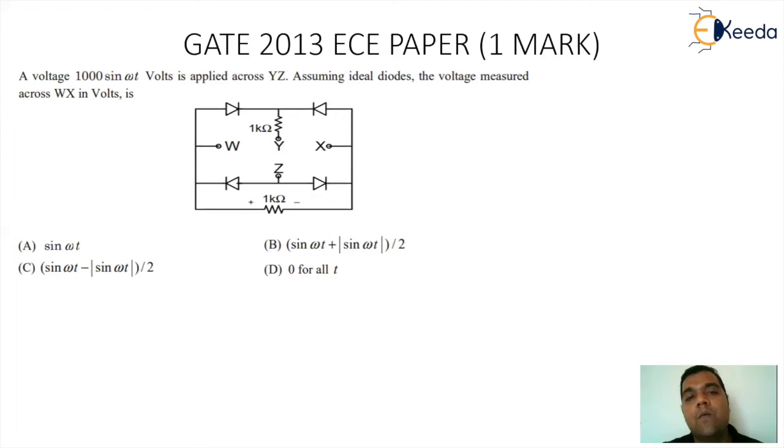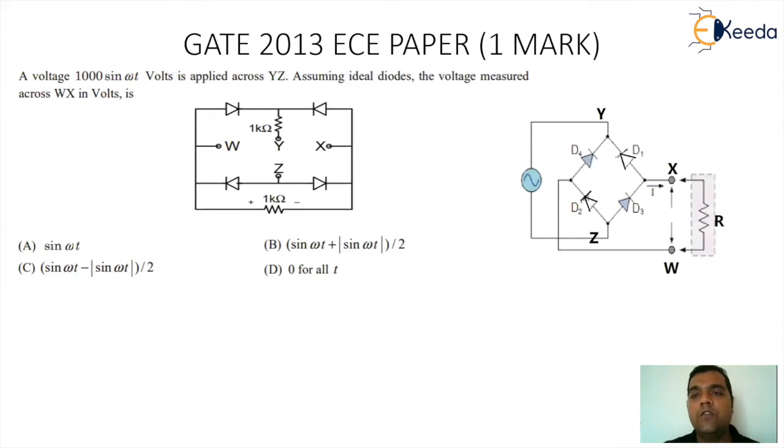To understand what is happening with this circuitry, we need to redraw it. As I have said, the four diodes look like the arms of a Wheatstone's network. So rearranging them in the form of the Wheatstone's network, you can clearly see there are four diodes 1, 2, 3, 4 with nodes Y and Z where a voltage source is connected, and X and W across which you have a load of 1 kilo ohm and you are going to measure the output.